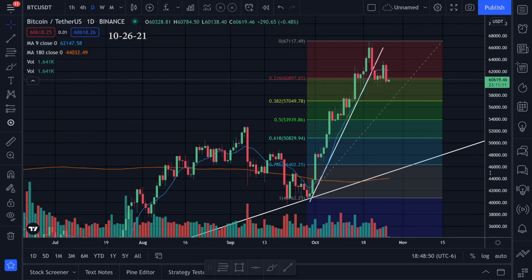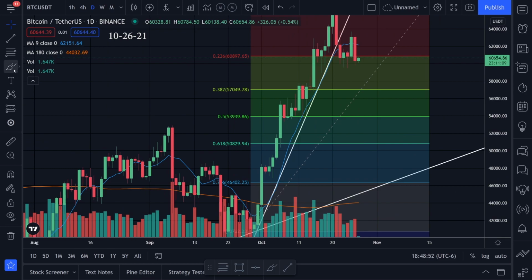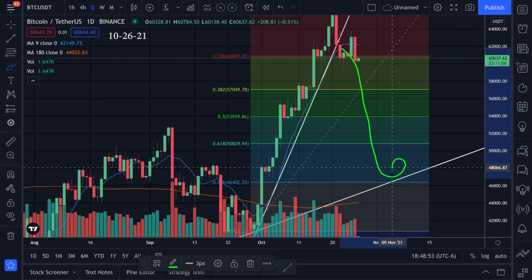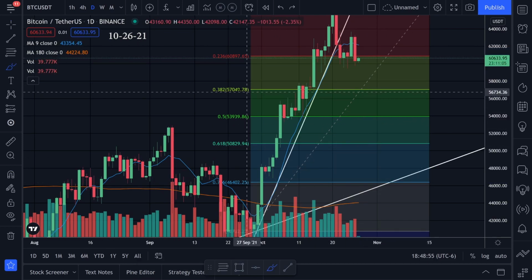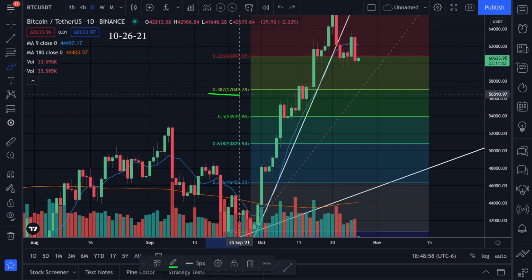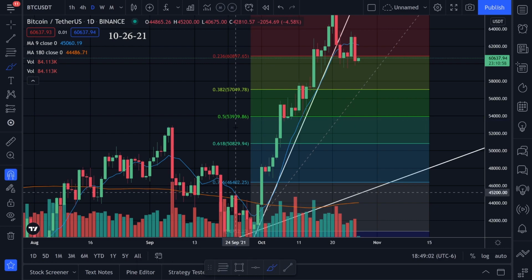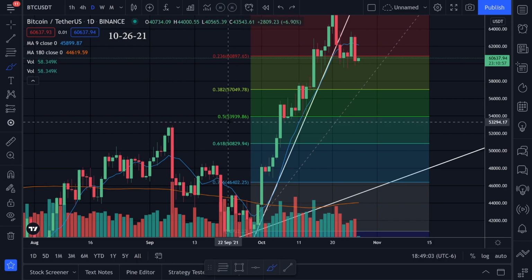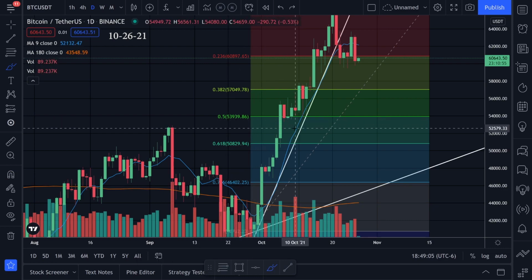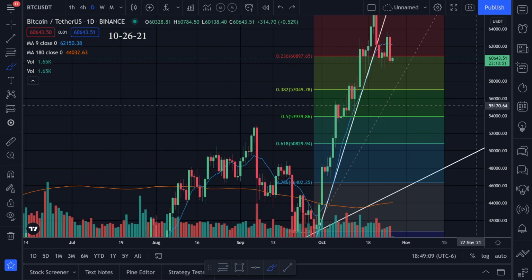I think the first levels I'll be watching, though, I really like to watch the 38% level and the 50% level. Try not to get too greedy and think that it's going to go all the way down. I don't know if it will or not, but these are the ones that I would start on. 38% level sitting around 57,000 approximately, and then the 50% level sitting around 53,939. This is just on my chart.